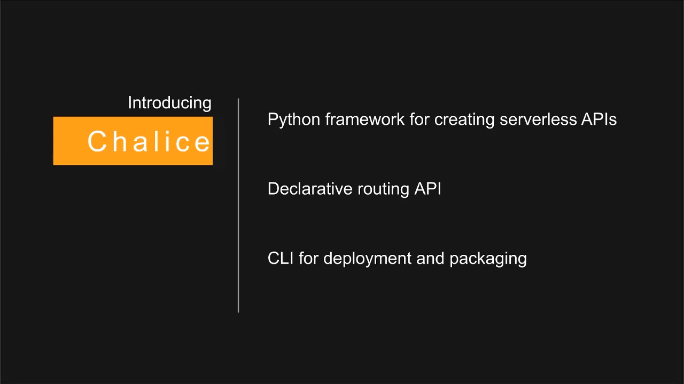So Chalice is a Python framework for creating serverless REST APIs. It's fully open source on GitHub. And it offers a number of features, some of the big ones being a declarative routing API. So this makes it really easy to create REST APIs in a declarative way and have it through a code-first approach or code-driven approach. And then the other thing that Chalice provides is a CLI. So this helps with deployment and packaging and debugging and a number of other additional things that we'll look at in just a second.